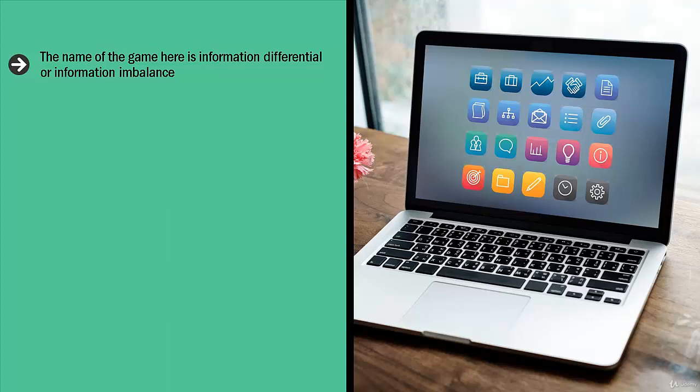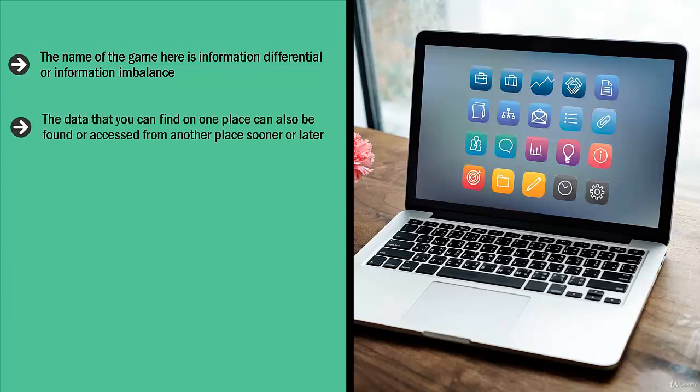After all, the internet is just a giant spider web, if you will, of links. The data that you can find in one place can also be found or accessed from another place sooner or later. Well, this is too much of an assumption to make. It turns out that in certain situations and regarding certain types of data, data actually travels slowly. This is a money-making opportunity for you.